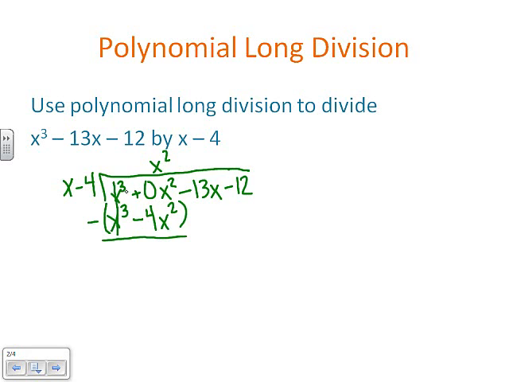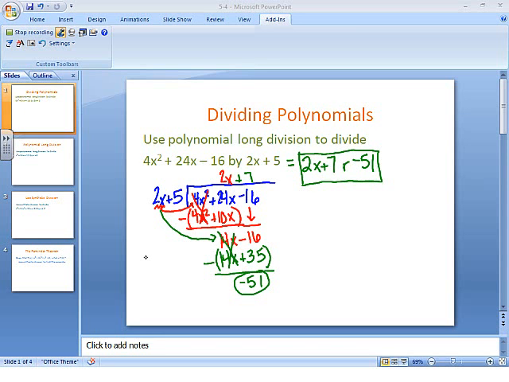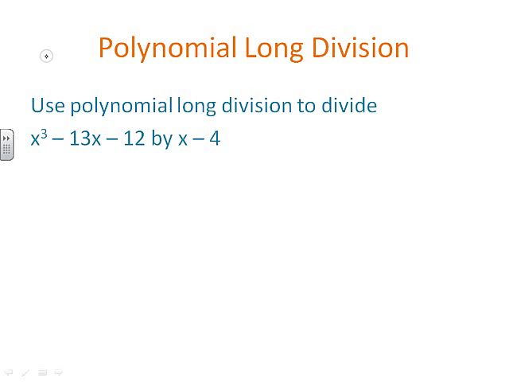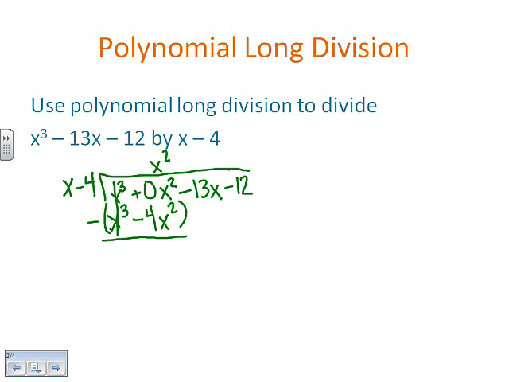Then we do 0x squared minus a negative 4x squared. Minus a negative is going to make it become plus. So this becomes a 4x squared. Bring down the next piece of negative 13x. Now let's do it again. How many times will x go into 4x squared? We're going to pretend that there's a 1 in front of this.